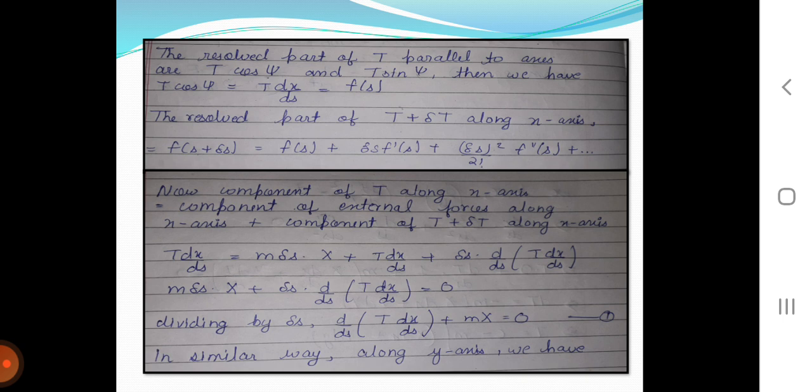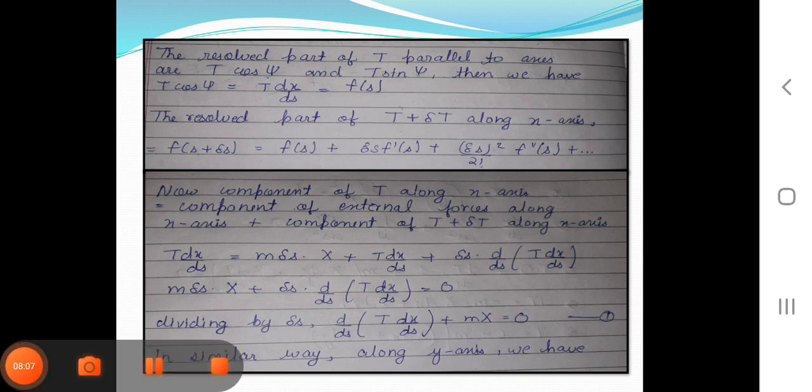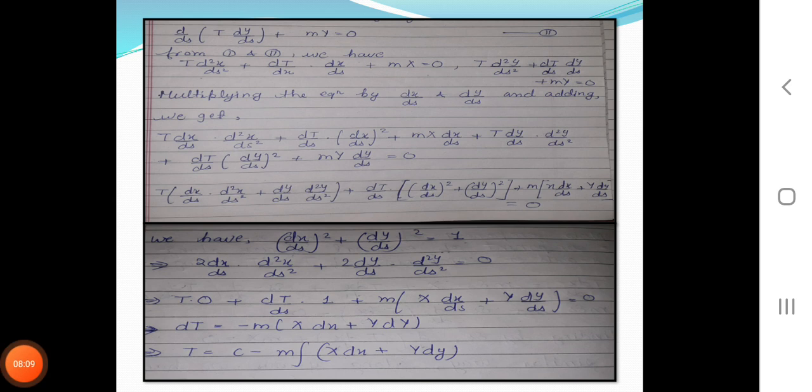In a similar way we can find along the y axis. Now we get d by ds in the bracket T dy by ds plus my equals 0. From equations 1 and 2 we get T d2x by ds square plus dT by ds into dx by ds plus mx equals 0, and the other equation will be T d2y by ds square plus dT by ds into dy by ds plus my equals 0.